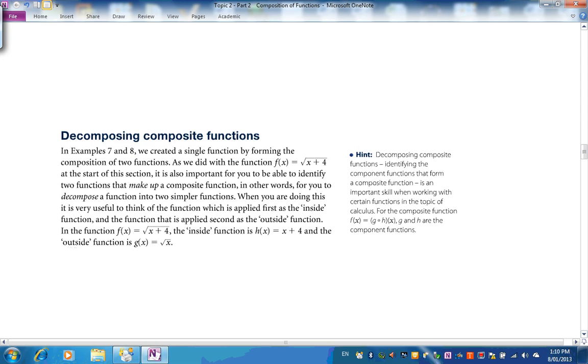Decomposing composite functions. Did you leave your function out of the fridge and it's decomposing? I don't think so. Small joke.